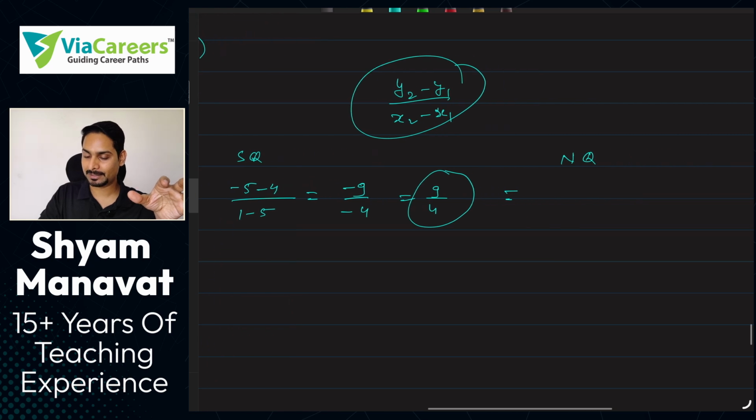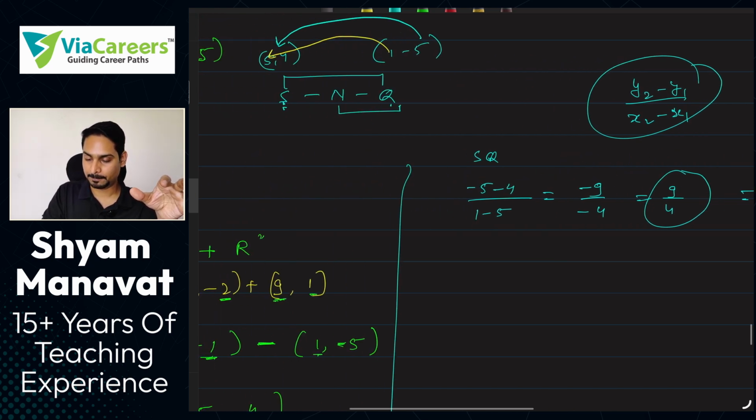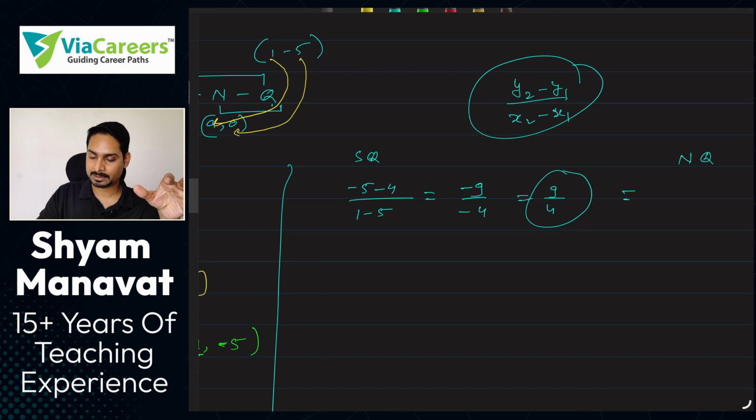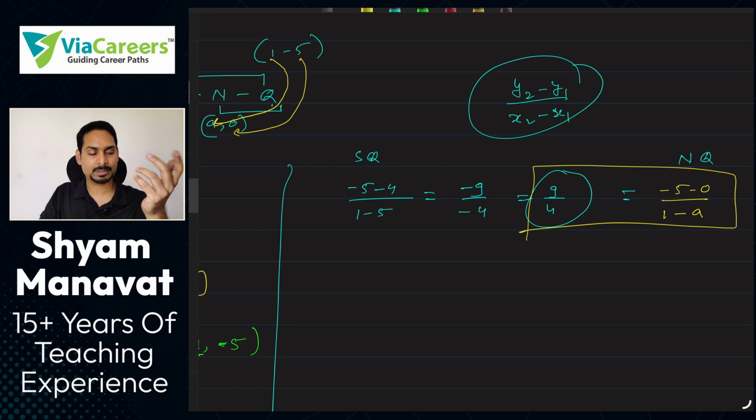So here you will say, okay, now n which is A, 0. अब आप इसका slope कैसे निकालोगे? -5 -0. Let me remove this. Okay. And then A, 1 minus A. Okay. So here it is -5 -0 by 1 minus A. Yeah. So you can see if this is the equation, then A is the only unknown thing here. You can simplify and get the value of A.